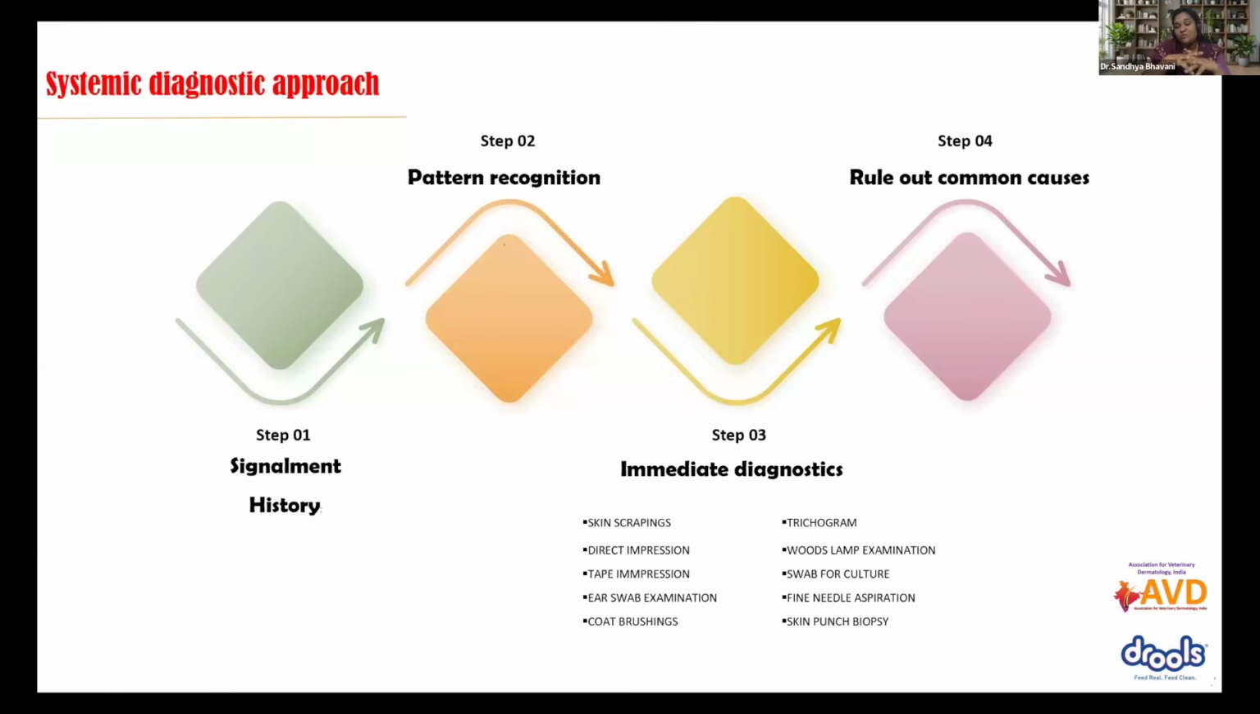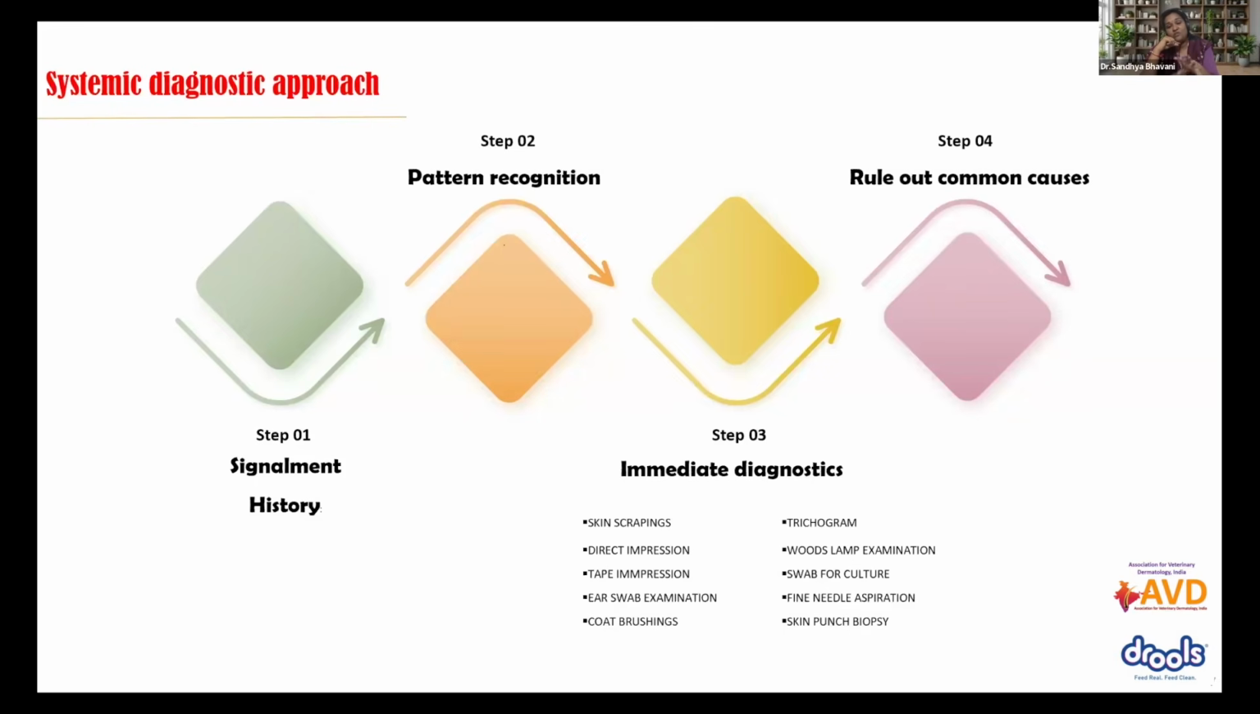The third step: once a dog has come, you have collected the signalment and history, and you have seen the symptoms it is showing. The past symptoms you ask from the owner, and the present ones you observe on the table. Now, how will you go about diagnosing the actual disease? You have to go for certain tests. There are around 10 important tests which you should do in every case. You should not miss even one.